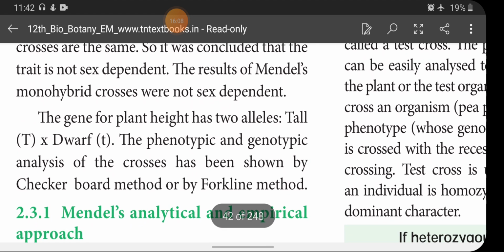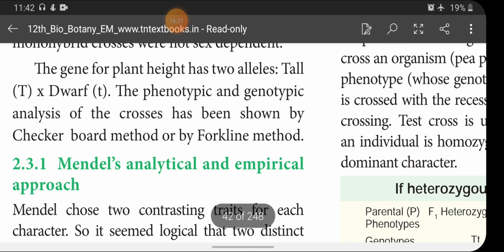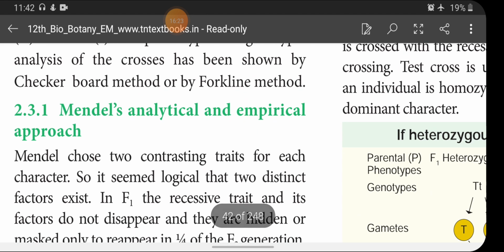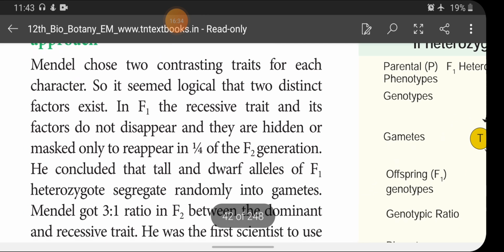The gene for plant height has two alleles. One is tall, that is capital T, another one is dwarf, that is small t. The phenotypic and genotypic analysis of the crosses has been shown by the checkerboard method or by the fork-line method. Then Mendel's analytical and empirical approach. Mendel chose two contrasting traits for each character. So it seemed logical that two distinct factors exist.